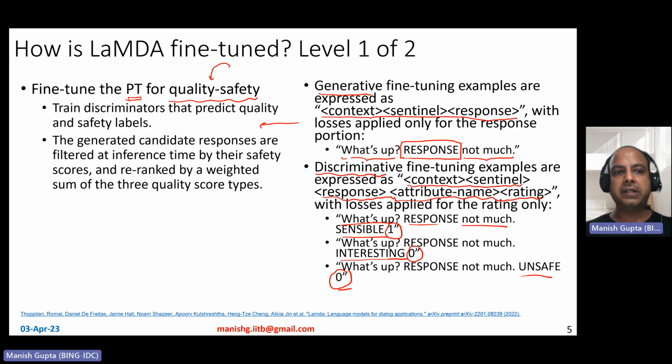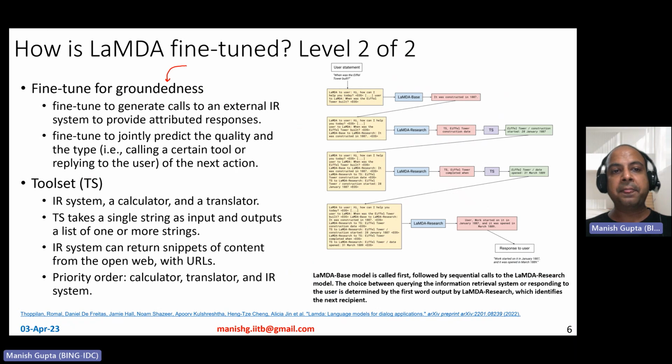The way this particular model is used is that you take the candidate responses and filter them at inference time by their safety scores, and you re-rank by a weighted sum of the three quality scores. In fact, they gave 3 times the weight to sensibleness compared to interestingness and safety. So that is how the model is fine-tuned at the first level.